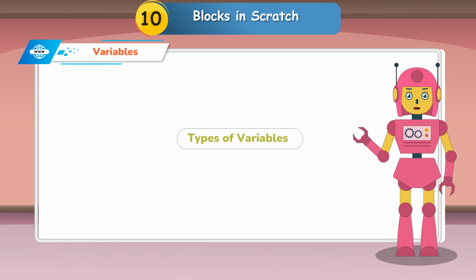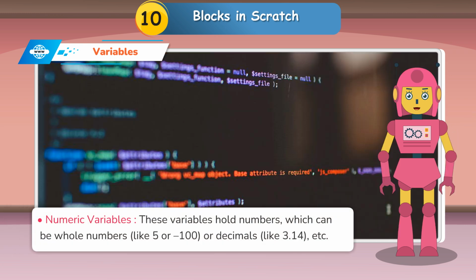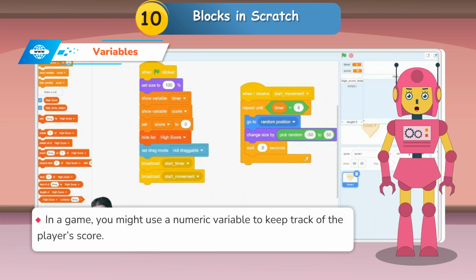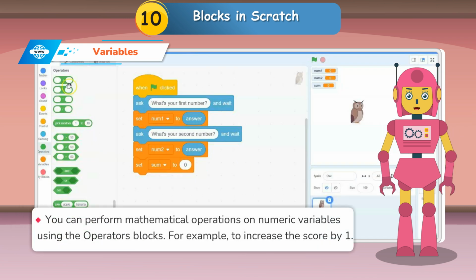Types of variables. Numeric variables. These variables hold numbers, which can be whole numbers like 5 or 100 or decimals like 3.14, etc. In a game, you might use a numeric variable to keep track of the player's score. You can perform mathematical operations on numeric variables using the operators blocks. For example, to increase the score by 1.